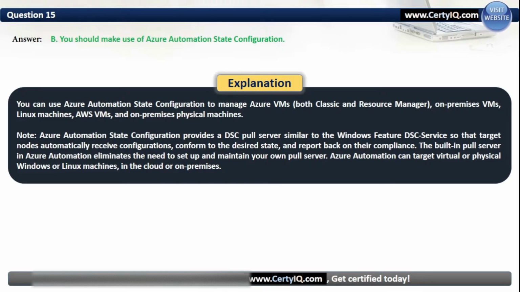You can use Azure Automation State Configuration to manage Azure virtual machines, on-premises virtual machines, Linux machines, AWS virtual machines, and on-premises physical machines. Note, Azure Automation State Configuration provides a DSC pull server similar to the Windows feature DSC service so that target nodes automatically receive configurations, conform to the desired state, and report back on their compliance. The built-in pull server in Azure Automation eliminates the need to set up and maintain your own pull server. Azure Automation can target virtual or physical Windows or Linux machines in the cloud or on-premises.